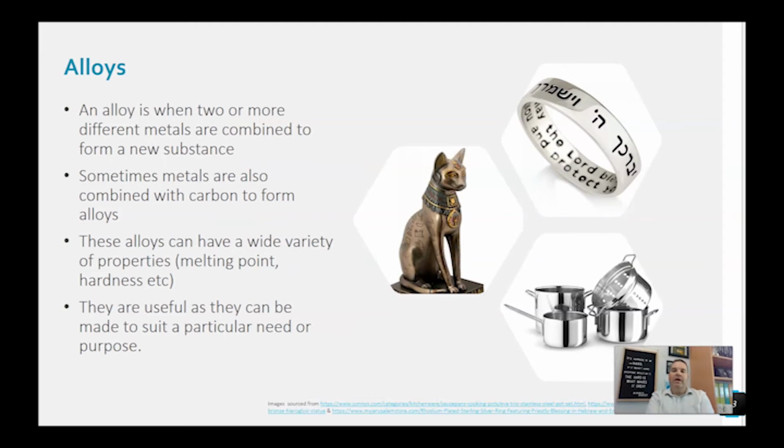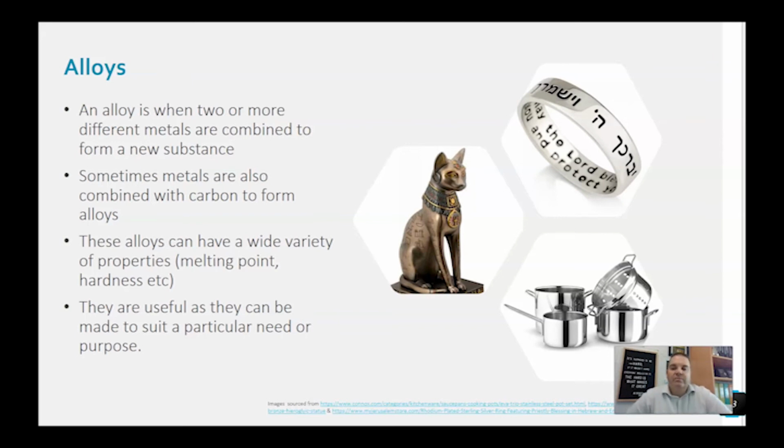An alloy is when you get two or more metals combining. So metals have quite different structures. A lot of people think of metals as very hard, but a lot of metals, ones like sodium, which is a really good example, are quite soft. You can actually cut sodium with a knife. It's quite soft.